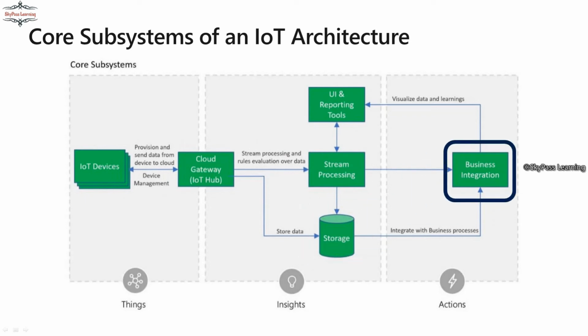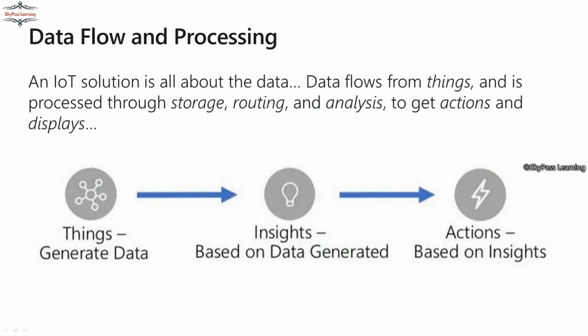And then the business integration or any action plan, whatever you see. So there is a three-tier structure: the first is things, then insights, and action. On the basis of that, the entire processing will happen once you design it. Okay, so this is the data flow processing. First, it's coming from the IoT solution. It collects data flow from things, and it's processed in storage, routing, and analysis, which is based on the data gathered, in insight. And then on the basis of this, the proposed or defined actions are performed in the IoT.